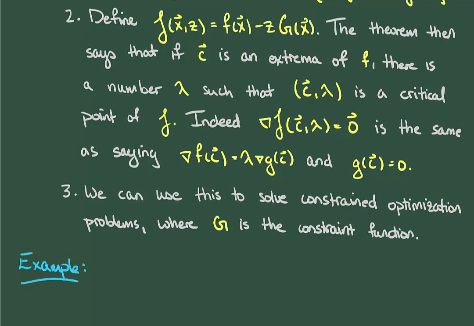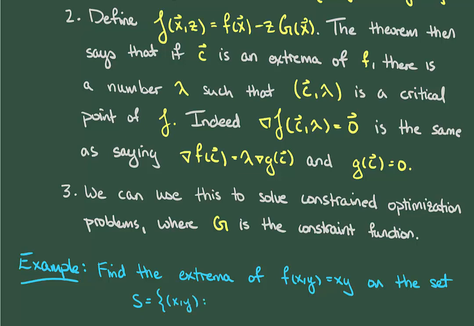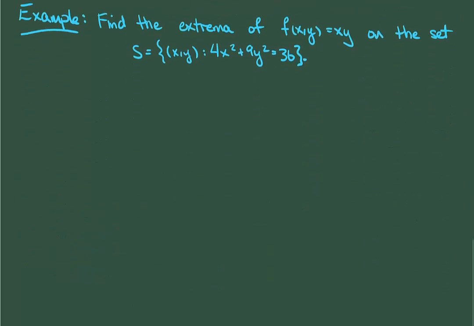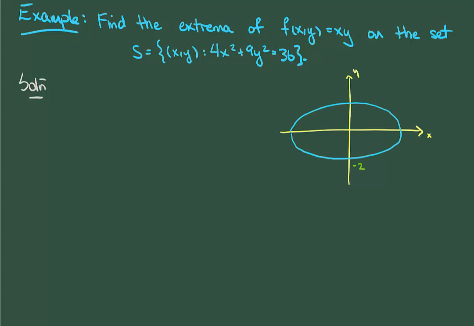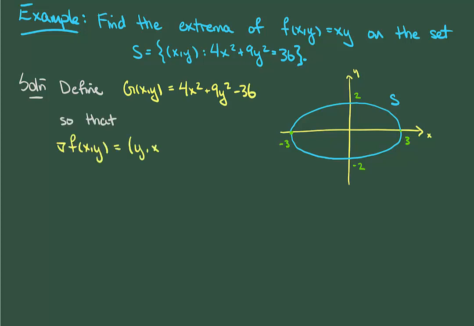Okay, time to do an example. Let's find the maxima and minima of the function xy on the ellipse 4x squared plus 9y squared is 36. I'll start by drawing the set S, just so that we can see what it looks like. It's an ellipse whose major axis is the x-axis, with major radius 3 and minor radius 2. We define g as the function which defines our set like so, and compute the gradient of f and g.